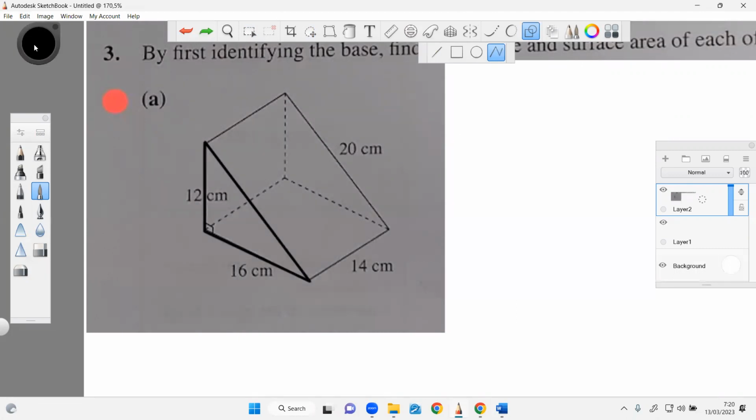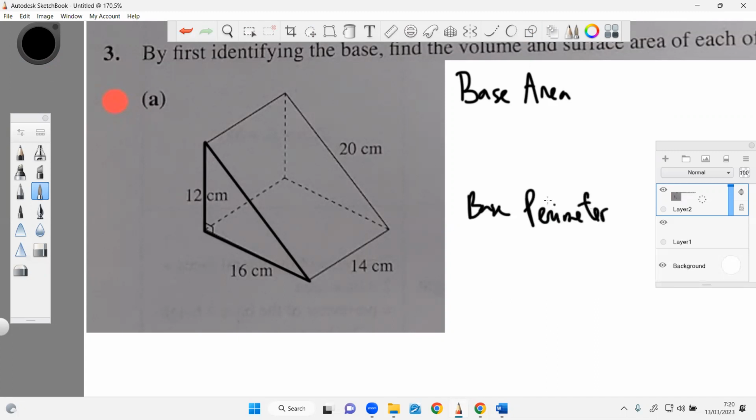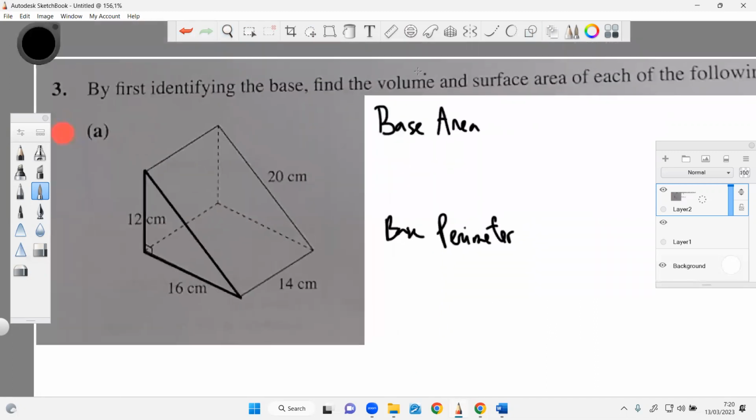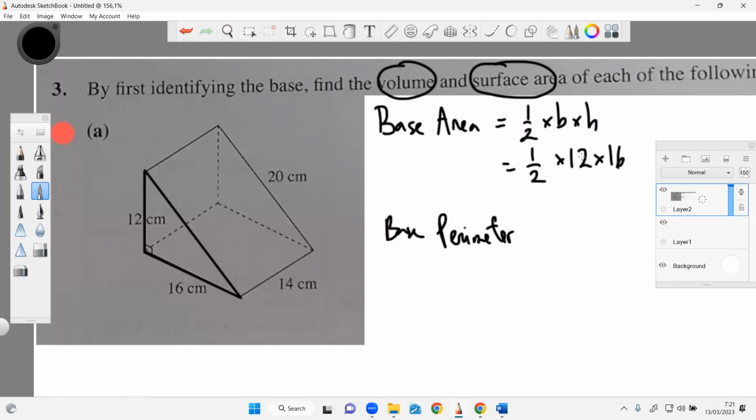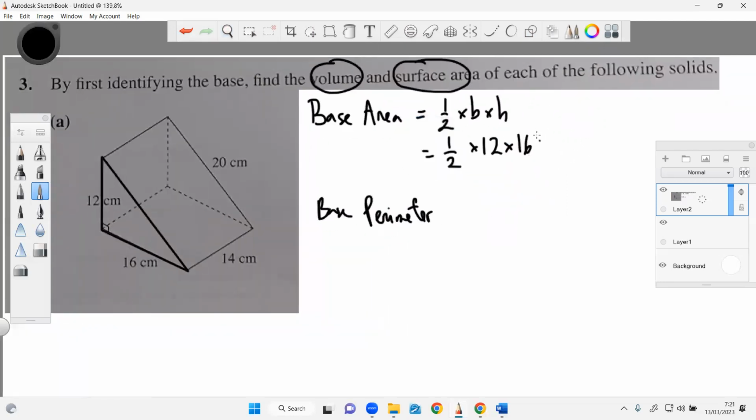Okay. So first thing first, you need to find the base area and the base perimeter. This is the first thing that you need to understand because you are calculating the volume and the surface area, which requires you the BA and BP, right? So what is the base area? Triangle. 1 over 2 times 12 times 6, 36, sorry, 96. If you don't want to put the unit, no problem, because this is a part of the working.